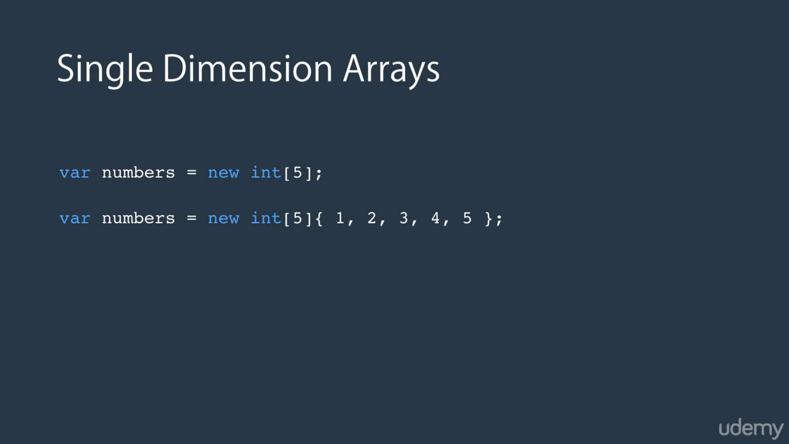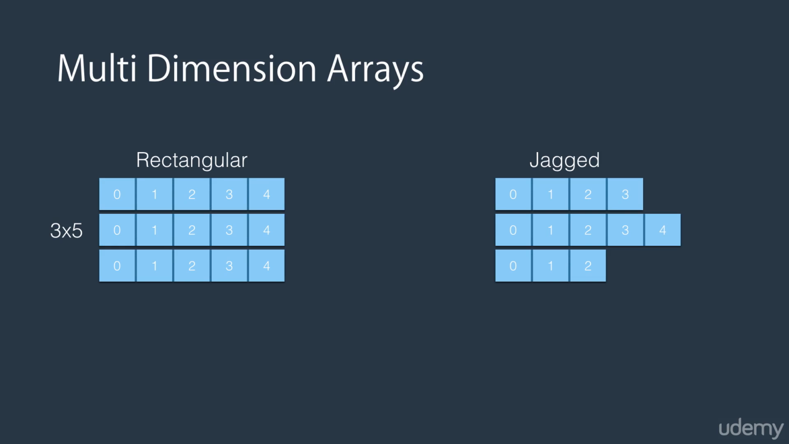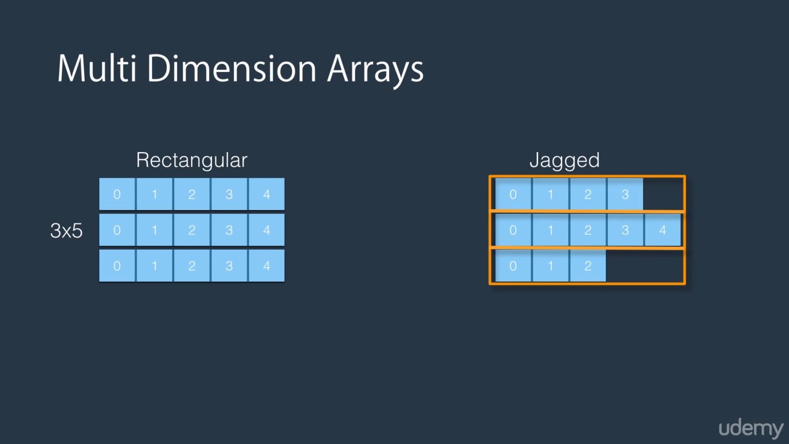Now let's take a look at the types of multi-dimension arrays. We have two types of multi-dimension arrays in C#: rectangular and jagged arrays. So with a rectangular array, each row has the exact same number of columns. So in the example you see in this slide, we have an array of 3 rows and each row has 5 columns. With a jagged array, however, the number of columns in each row can be different. A different way to look at jagged array is an array of arrays. So you can think of the jagged array we have in this slide as a single dimension array with 3 elements, and each element is another single dimension array.